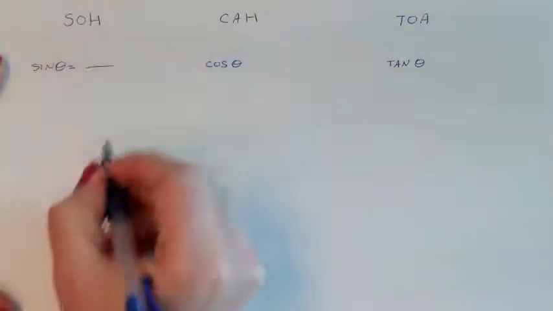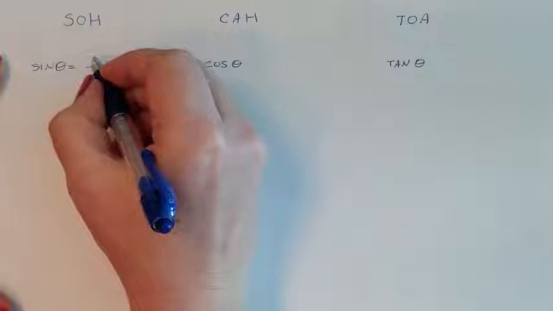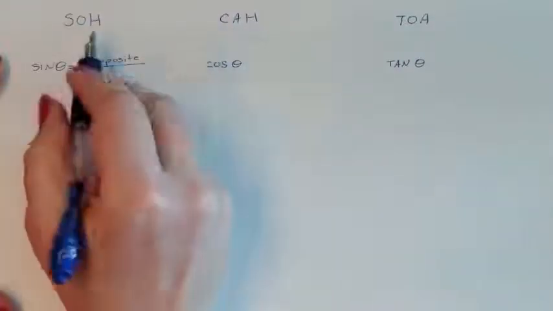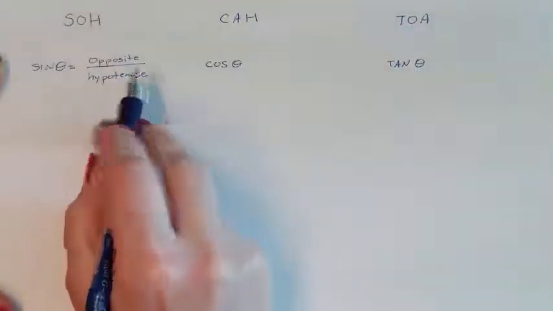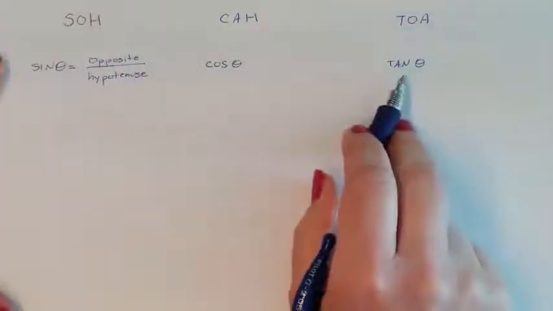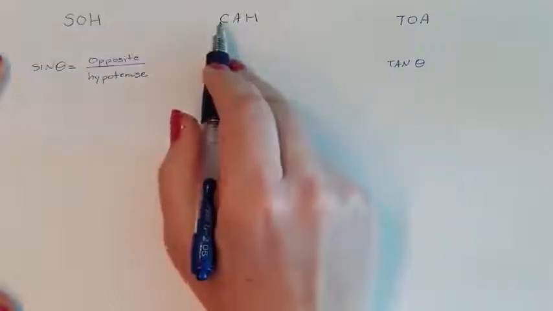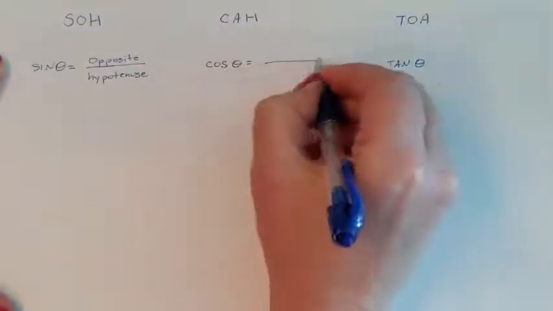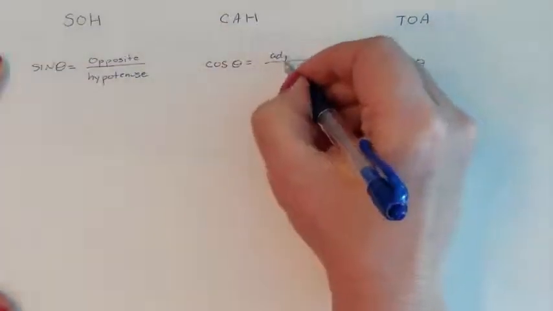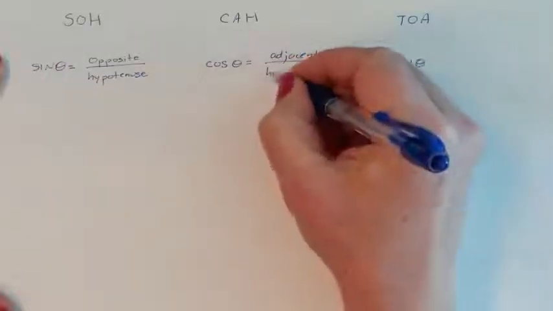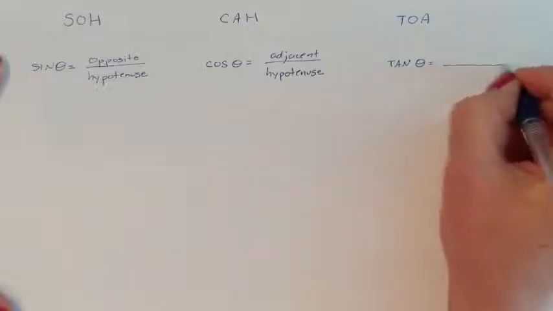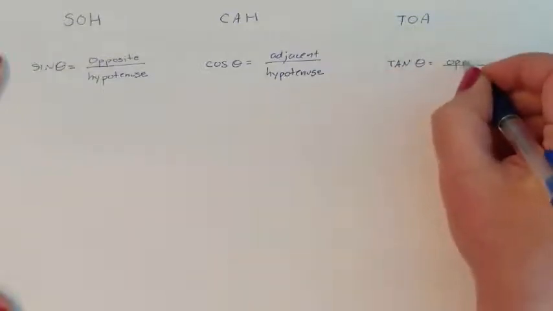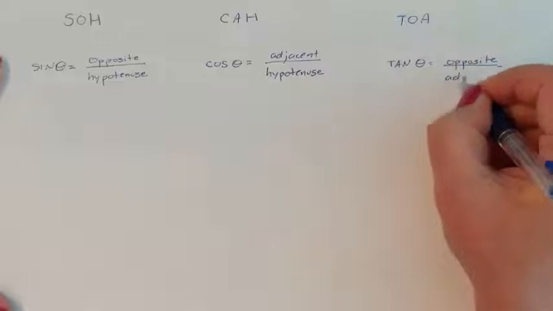The S says sine equals, and this is supposed to represent a ratio. The O represents opposite, and the H represents hypotenuse. If we're talking about hypotenuse, that means these 6 trig functions help us with right triangles. Cosine has its own ratio: A stands for adjacent, and H stands for hypotenuse. And tangent has its own ratio: O stands for opposite, and A stands for adjacent.